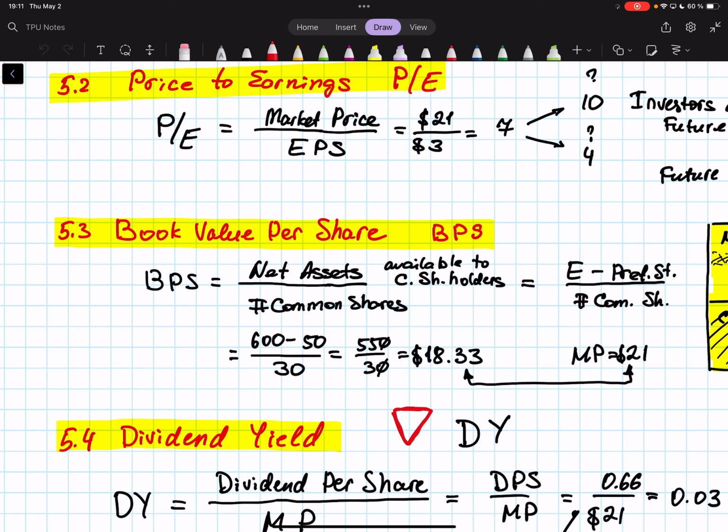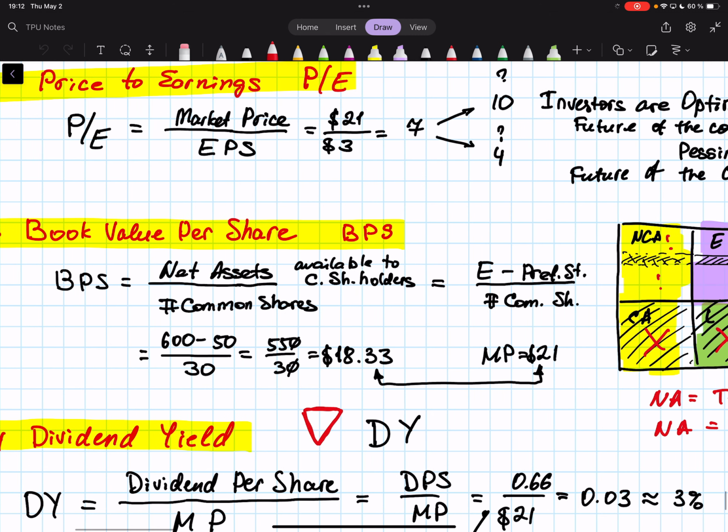Well, we took the numbers from the balance sheet, the 600 of equity minus 50 of preferred stock divided by 30 shares. That gave us a number of 18.33.